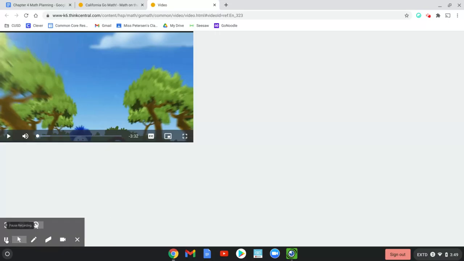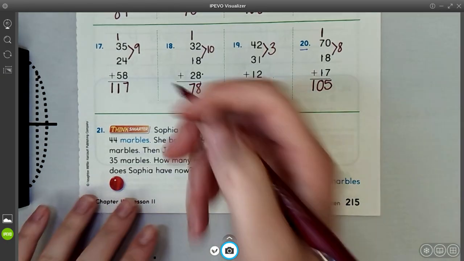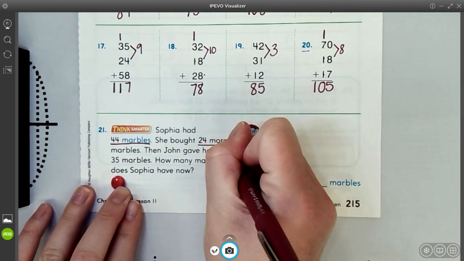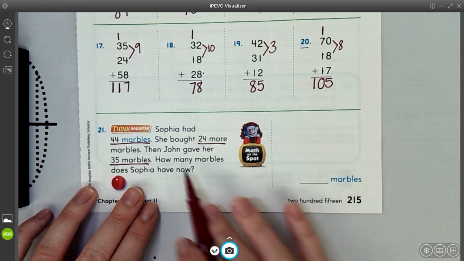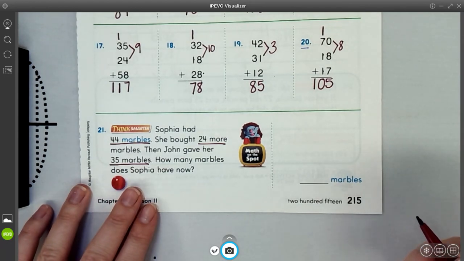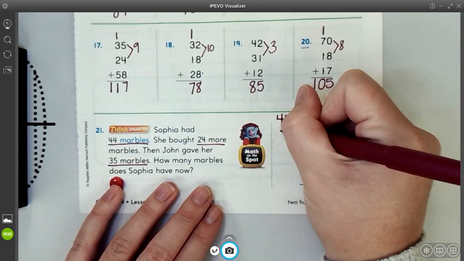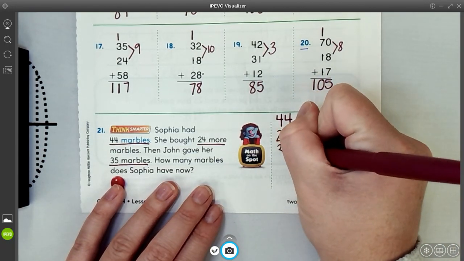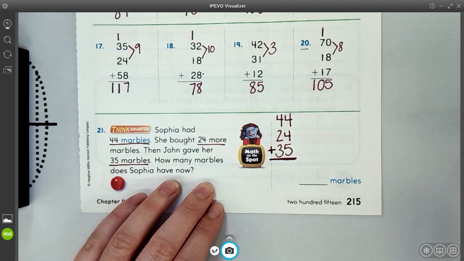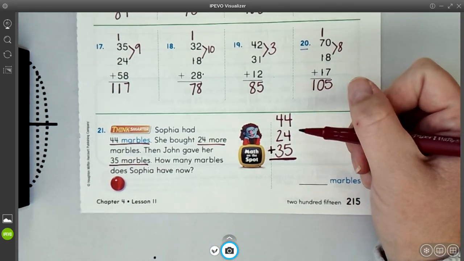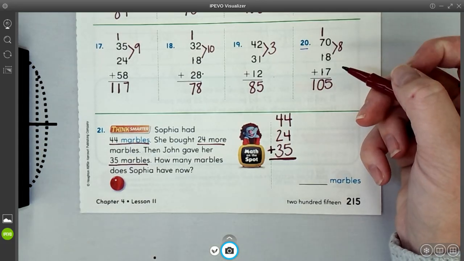I love you. All right, so Sophia had 44 marbles. She bought 24 more marbles. Then John gave her 35 marbles. So they're asking us, how many marbles does Sophia have now? Well, the first thing I need to do is rewrite my problem. 44 plus 24 plus 35, with the plus sign and equal sign. Okay, so go ahead and pause the video. Try to solve this problem on your own now that we've rewritten it. Then press play when you're ready.